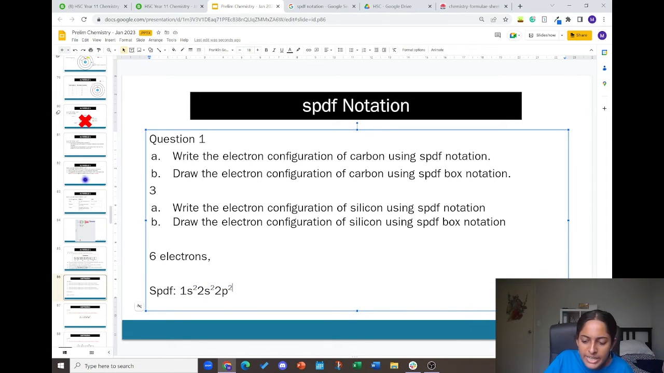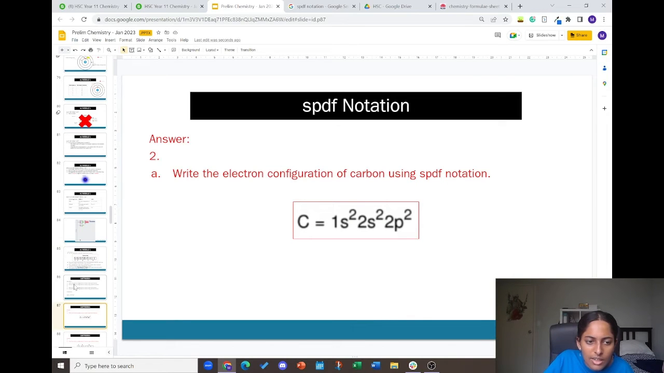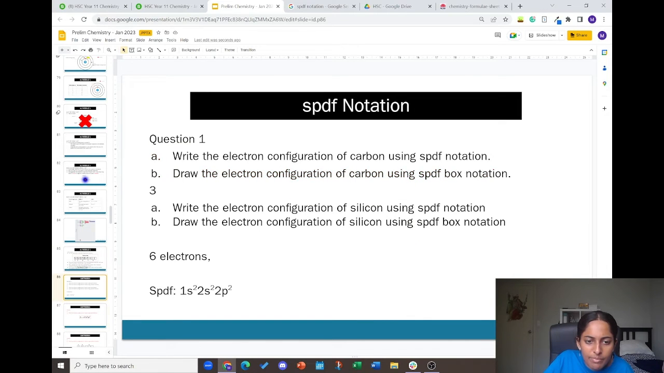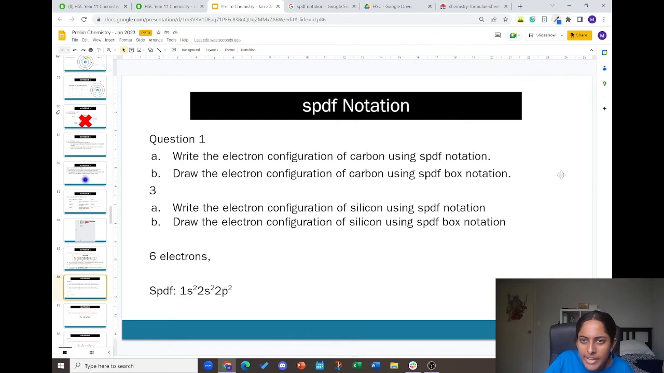If I'm going to write down the box notation, which is pretty much like this, I think I just need to get up my annotation. Okay, I don't think it's working.